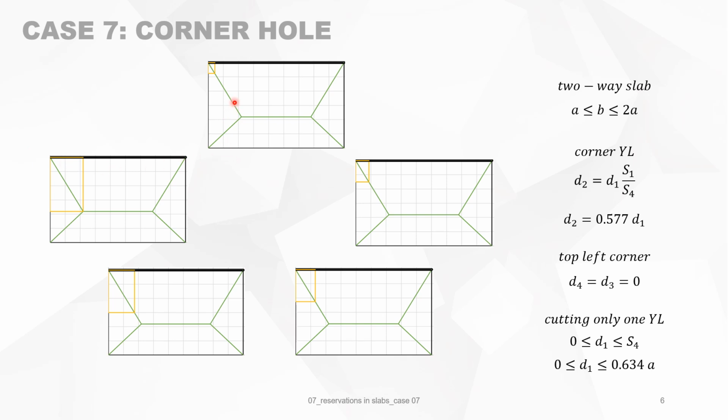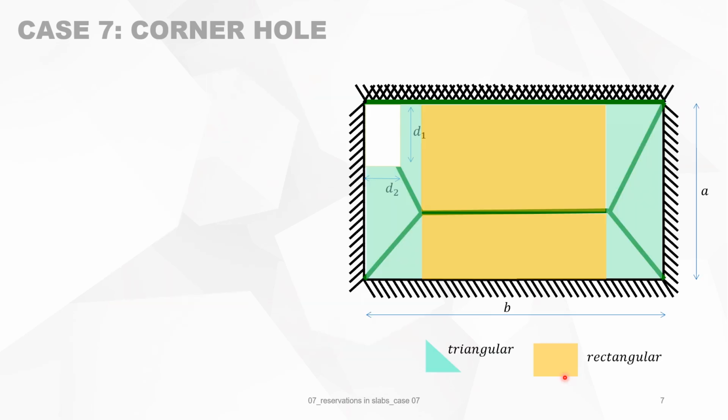Now, the case 7 hole or reservation in the slab: when we look at those conditions and run through it, you will see it will be a reservation on the top left corner. It will grow bigger and bigger until you reach the end. So that gives you a visual picture of how those reservations can look. We can also put in some numbers from the previous slides. We know what S1 and S4 are. It's just geometrics.